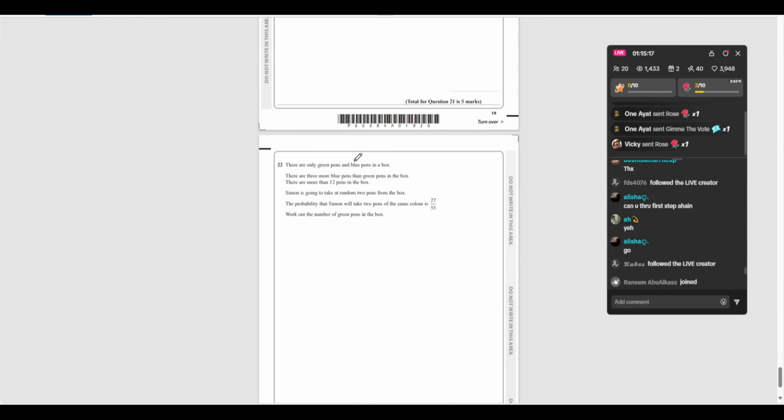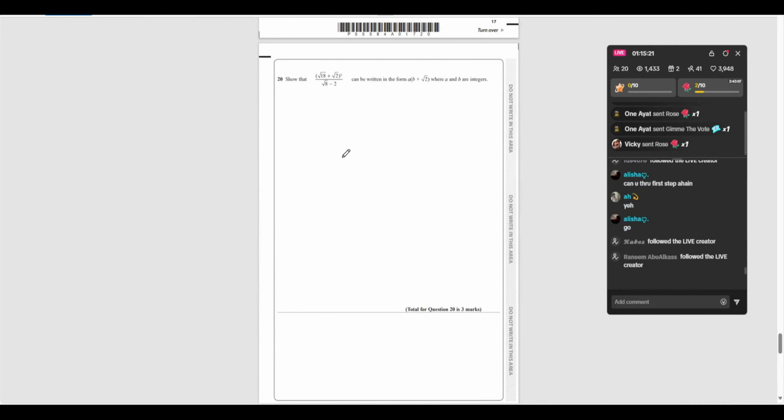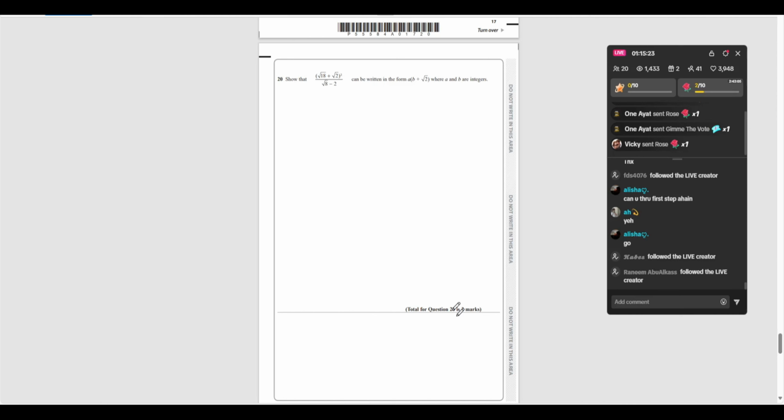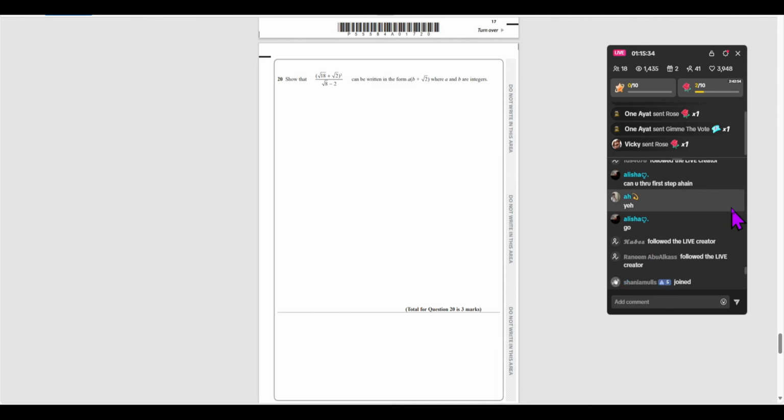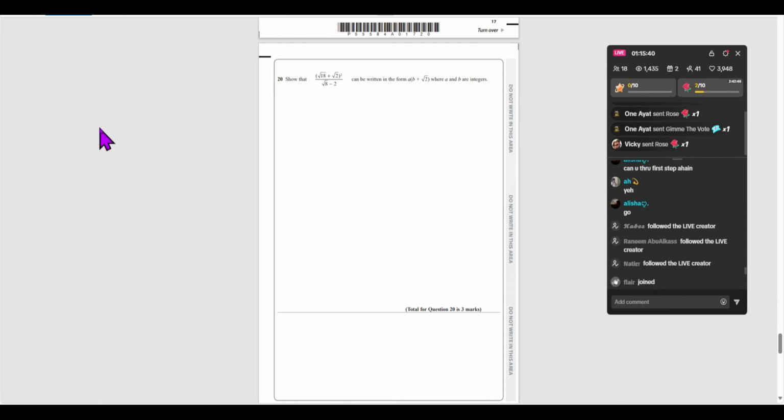Now I'll quickly do. We already have 3 more questions left, by the way. Show that the square root of 18 plus the square root of 2 squared is divided by square root of 8 minus 2, can be written in the form a bracket b plus the square root of 2, where a and b are integers. Okay.